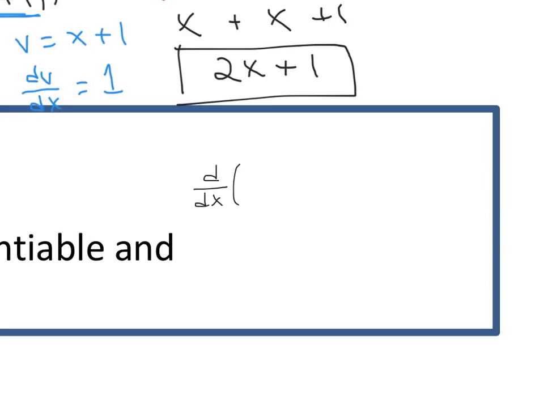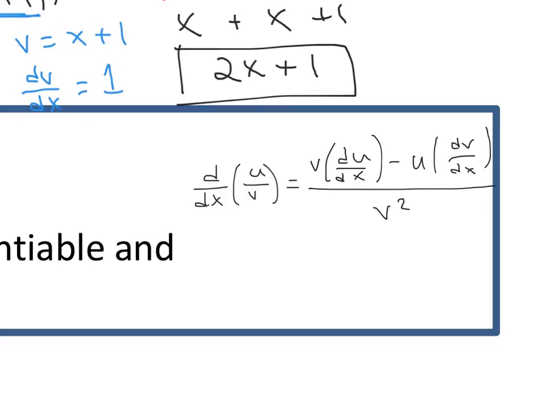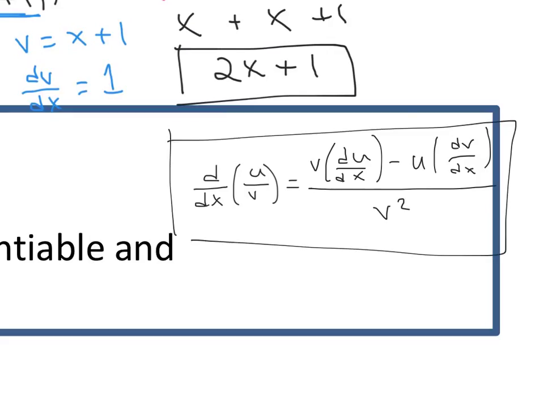Then we can say that d dx with respect to u divided by v is v times the derivative of u, so du dx, minus your u function times the derivative of the v function, dv dx, with respect to x, all over v squared, okay? This formula comes directly from the fact that if you're dealing with a function u over v, that's the same thing as u times v to the negative first power. Remember, when you have a negative exponent, you take the reciprocal of that function.